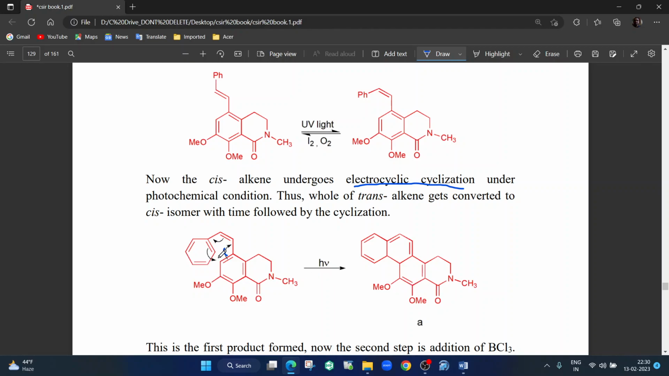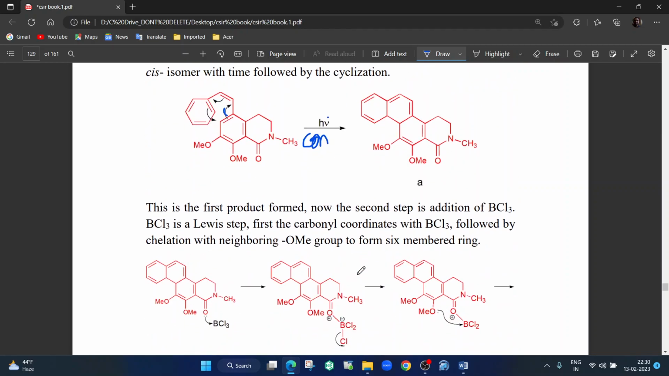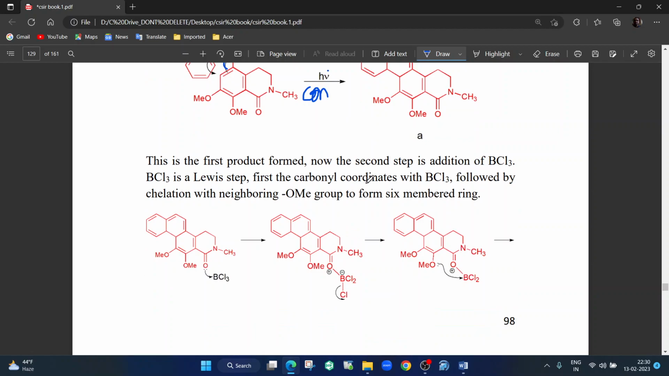So this will be 4n plus 2 because 6 pi electrons are involved, and h nu. 4n h nu is this, so 4n plus 2 h nu will be con, but they are not asking stereochemistry, so we don't need to bother. But if you want to know, you should know that this will undergo conrotation. Next is important. Now we are adding BCl3.